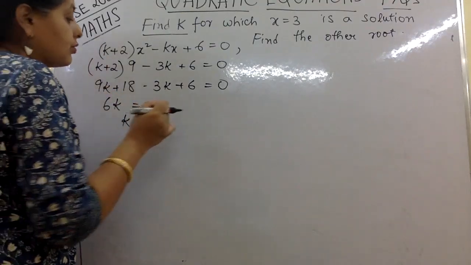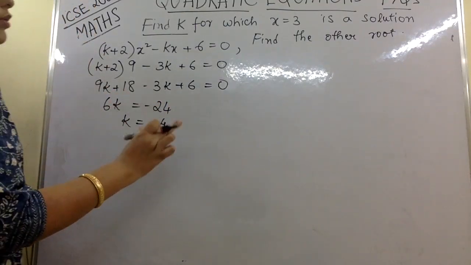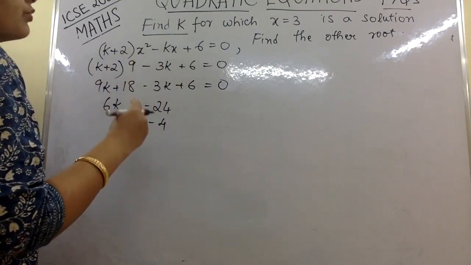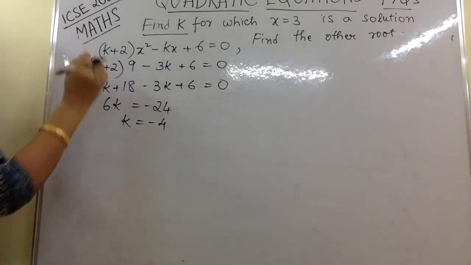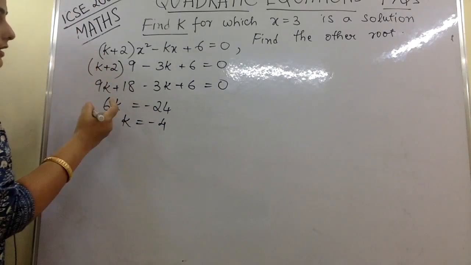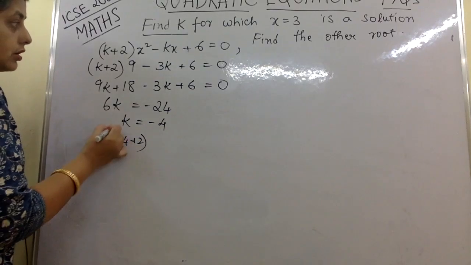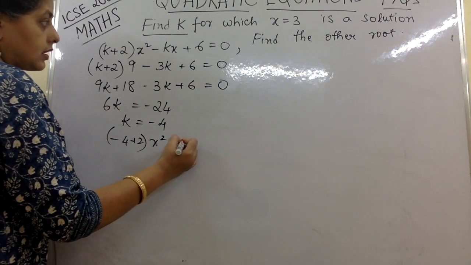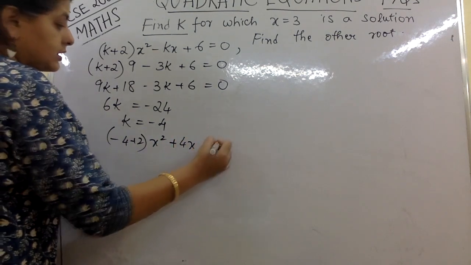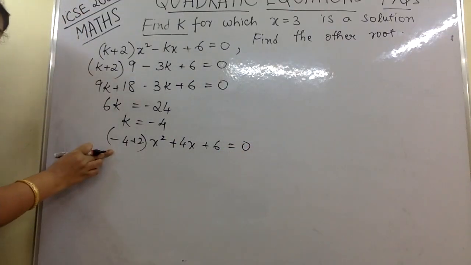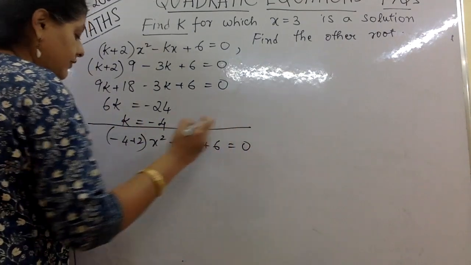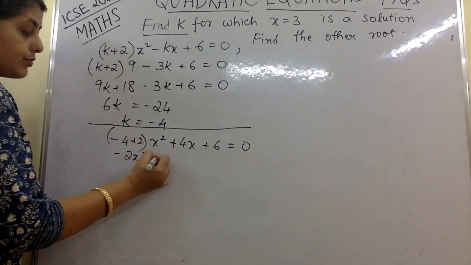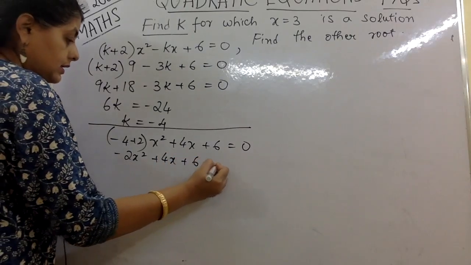Okay, so once we know k is equal to minus 4, now we are going to find the other root. How do we find the other root? So first let me put the value of k here, and what do I get? I get (minus 4 plus 2) x square plus 4x plus 6. This is my new equation once the value of k has been put. Till here I got the value of k. Now I started here. So minus 2x square plus 4x plus 6 is equal to 0.